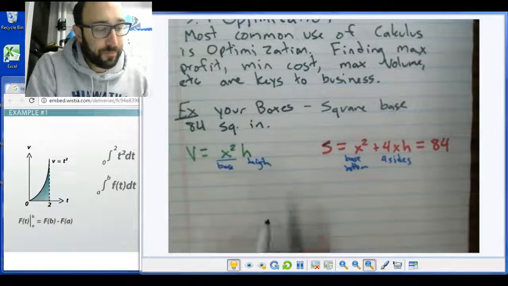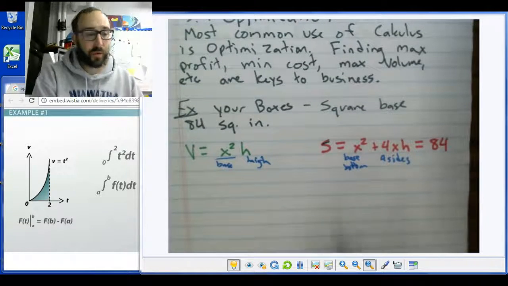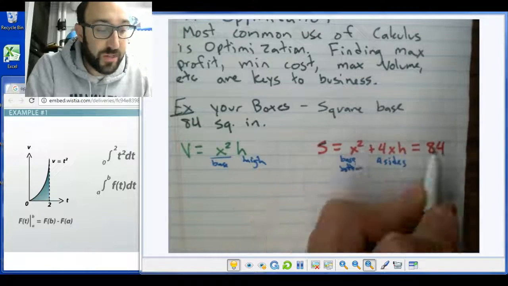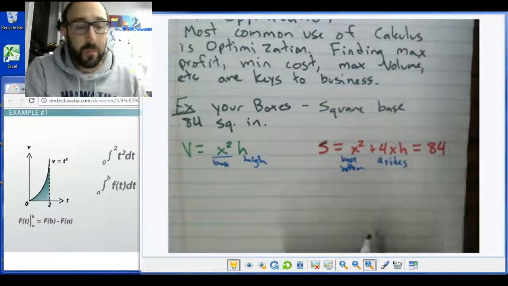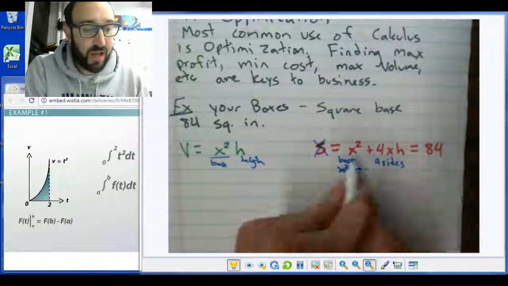Okay, so I've got two equations. I've got an x and an h. I don't really want to use both, so what we're going to do is try and solve for h in this equation. We're going to still have x's, but that's okay. So we're going to forget about that 84 and just use this half of the equation.